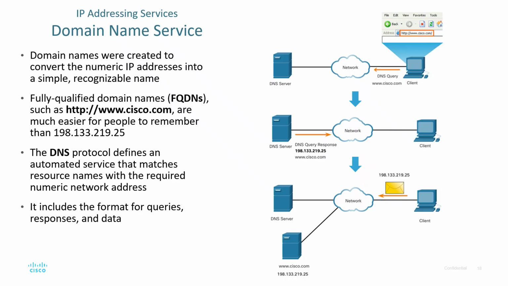So your DNS server sends out a DNS query. It can also get a DNS query response from the server itself in the second picture here. And then lastly, the client will utilize 198.133.219.25.